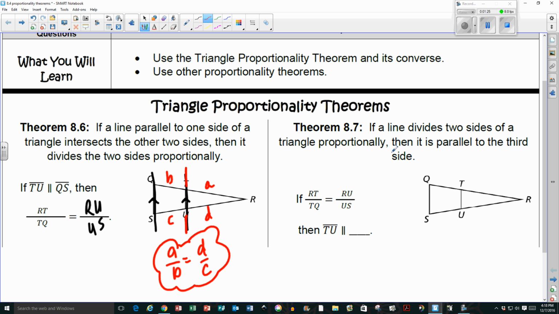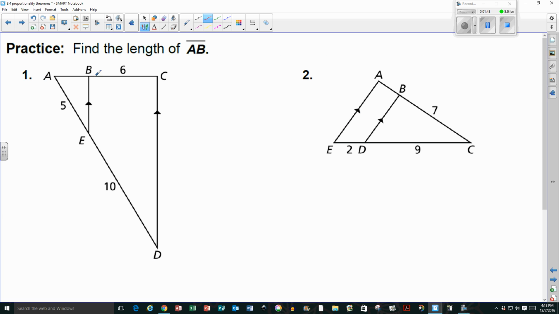Okay, the converse simply says if the sides are proportional, so RT over TQ equals RU over US, if they are equal, then TU is parallel to QS. So the conditional and the converse are both true, so this is a biconditional statement. So let's put it to use.